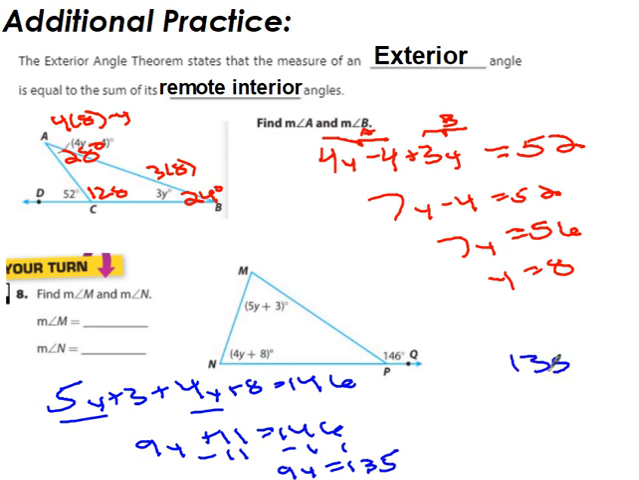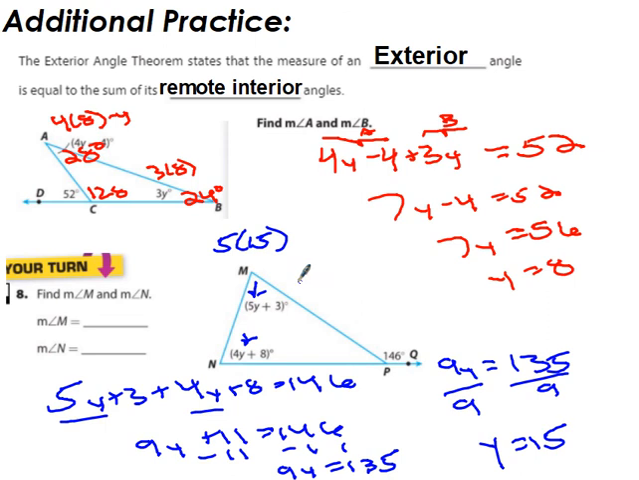So I need to do 135 divided by 9. Let me just plug that in real quick. I get 15. I should have known that one. So y is 15. Now I can plug that in to find the measure of my angles. So 5 times 15 is 75, plus 3 is 78. 4 times 15 is 60 plus 8, and that's a 68 degree angle. So 78 and 68.